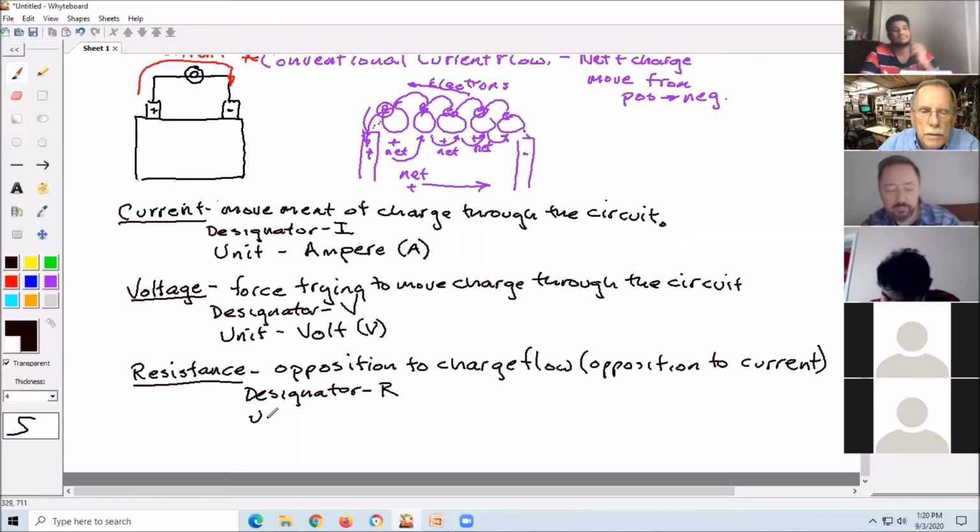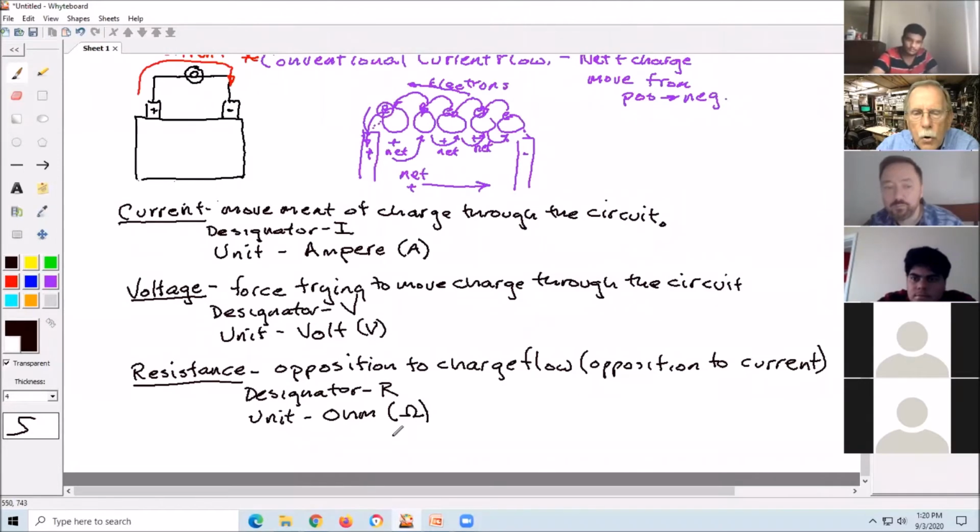And the unit is the ohm, which was named for Georg Simon Ohm, who was a German physicist. We don't write out the word ohm and we don't use an O. We usually use the Greek letter omega for ohms.